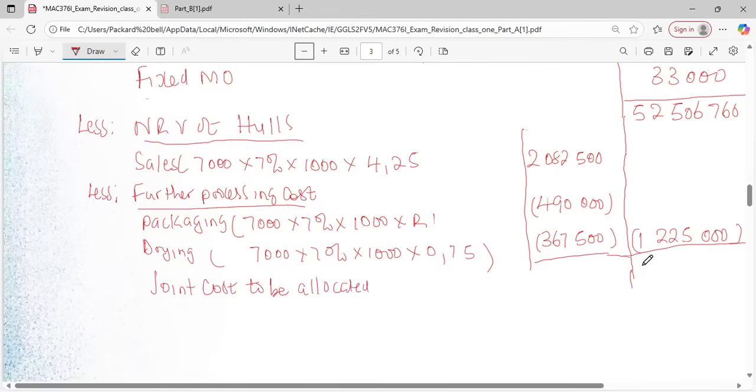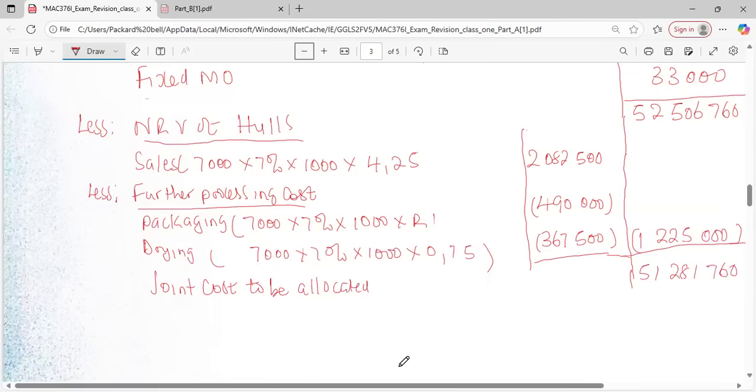Right, so which means how much is going to be our joint cost to be allocated to the joint products? We subtract and get how much? 51,281,760. Right, so these are the joint costs to be allocated to the joint product.